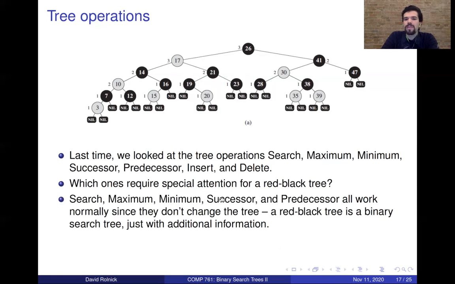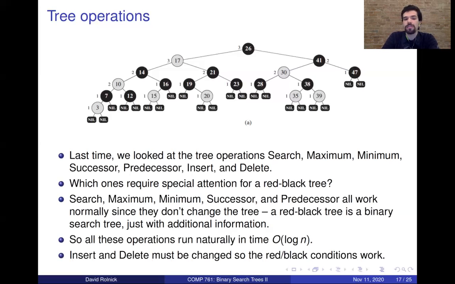So search, maximum, minimum, successor, and predecessor all work normally since they don't change the tree. You're just finding something. You're finding a particular key. You're finding the maximum, the minimum, the successor, or the predecessor. And in those cases, you can just ignore the colors. A red-black tree is just a binary search tree. It just has these weird colors too. Insert and delete are the only things which need to be changed. But all the normal operations are going to run naturally in time O of log n because the height of the tree is O of log n.